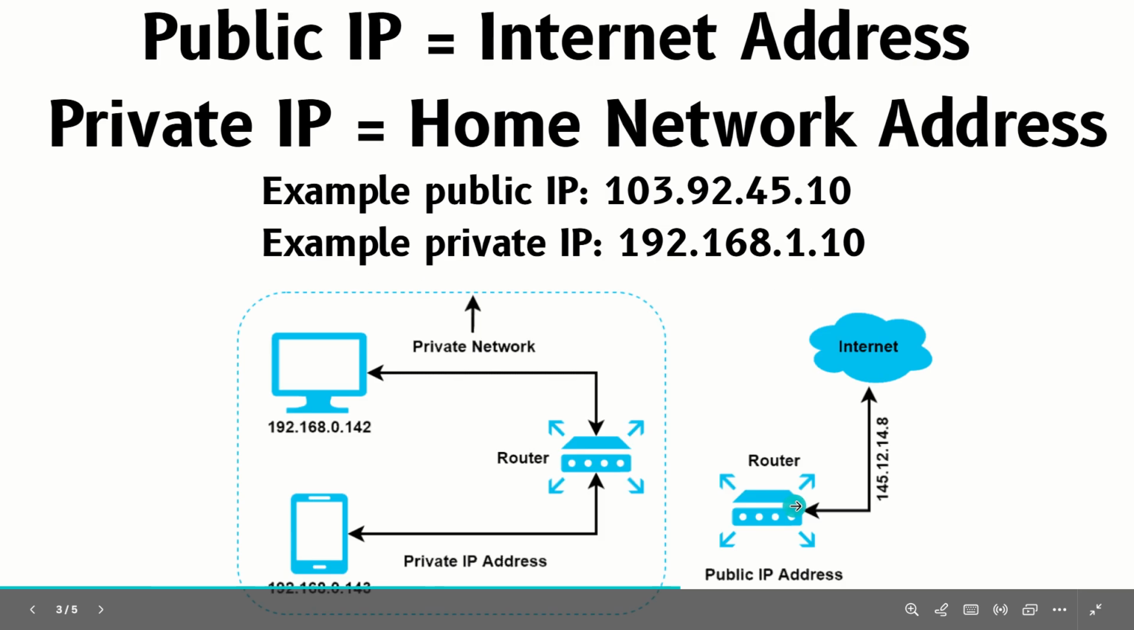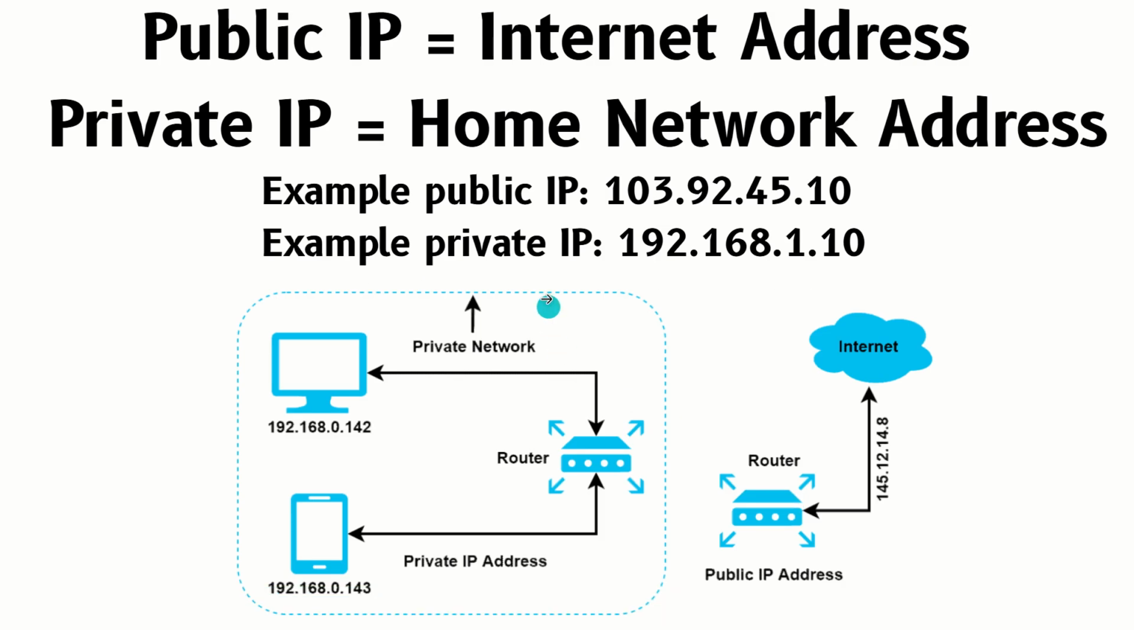Moving further, we have the public and private IP. So what is a public and private IP? The public IP means internet address, private IP means home network address. Examples are shown in front of you. We have our ranges available, which I'll be discussing in upcoming videos. But for example, this is the public IP, this is the private IP.